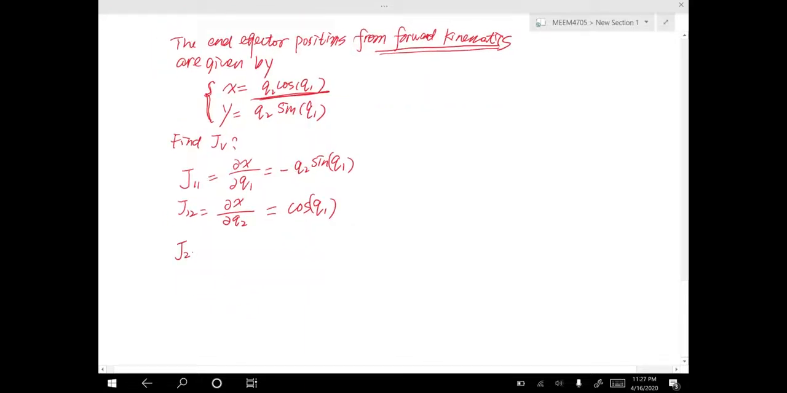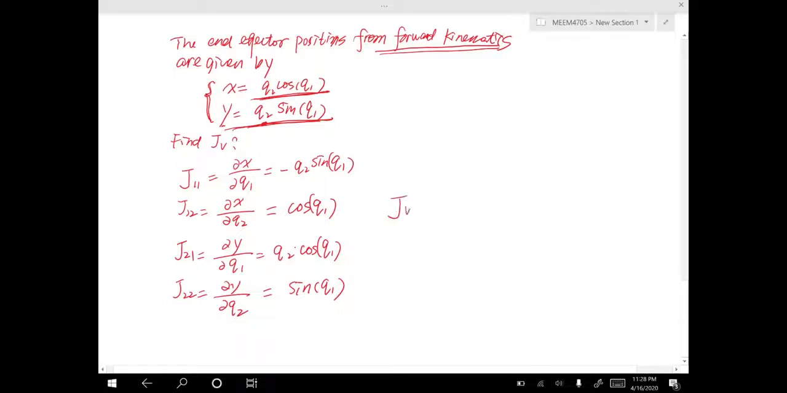Okay, and J21, by definition, that is dy over dq1. We need to take a look at this term, and differentiating with respect to q1, that is q2 times cosine q1. And J22, by definition, that is dy over dq2. Again, we look at this y, and it is linear in q2, so this term equals sine q1. Okay, so we're all set.